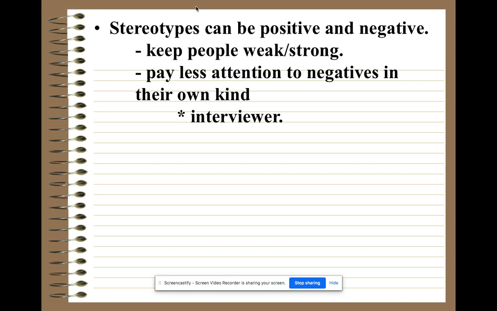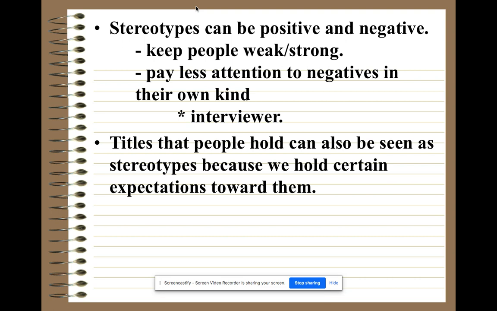And we tend to pay less attention to the negatives of people that are like us. They've actually found that in interview situations, the people that are running the interviews tend to describe people that are similar to them in more positive attributes, even if the interviewees answer the questions the exact same way.